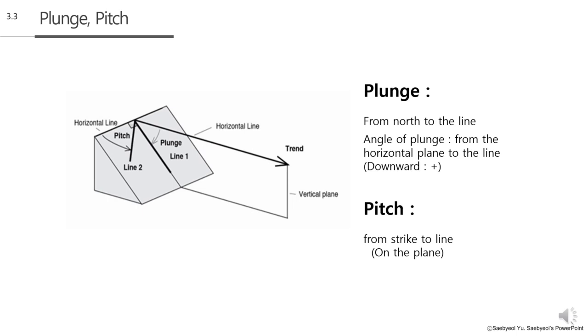Here are additional concepts. Plunge is the angle a line descends from the horizontal, and pitch is the angle between the strike and a line within the plane. These measurements help analyze linear features and their spatial orientation.